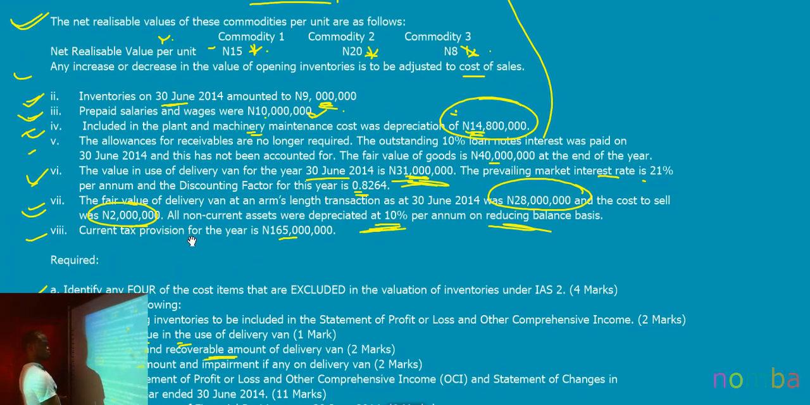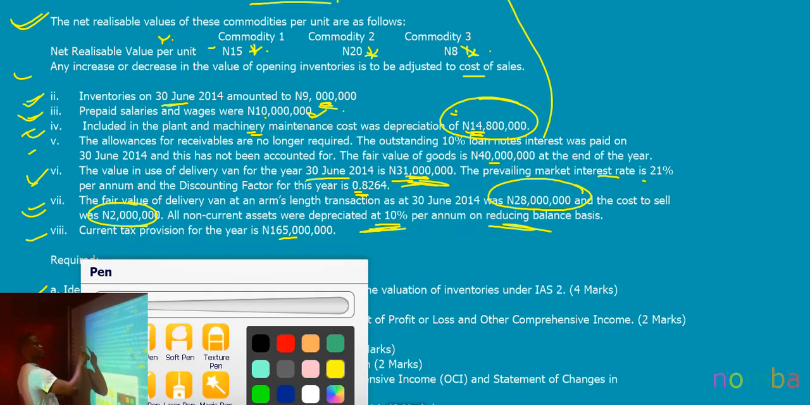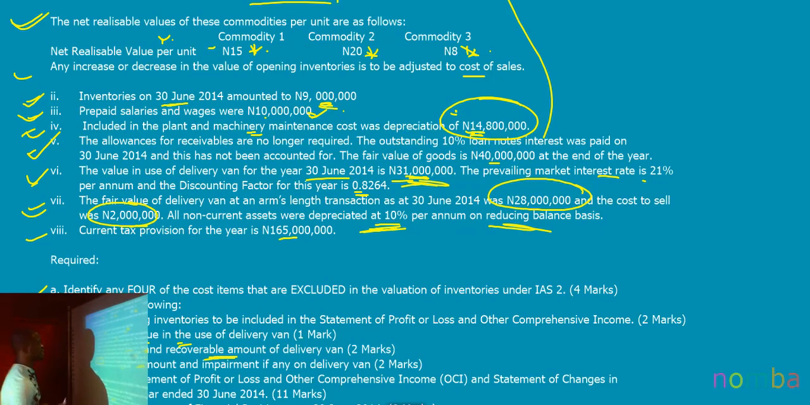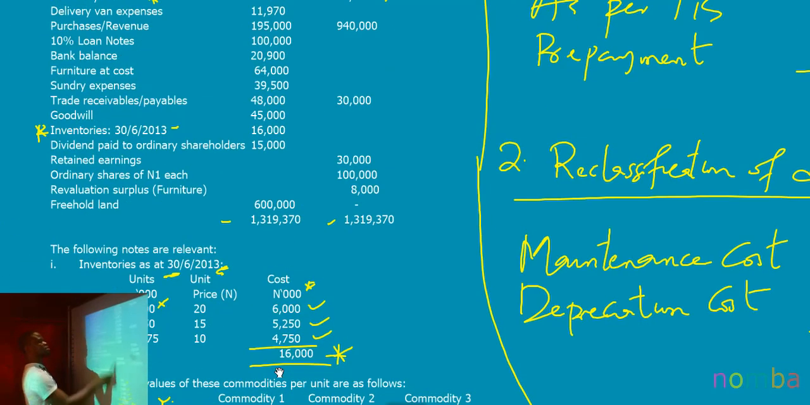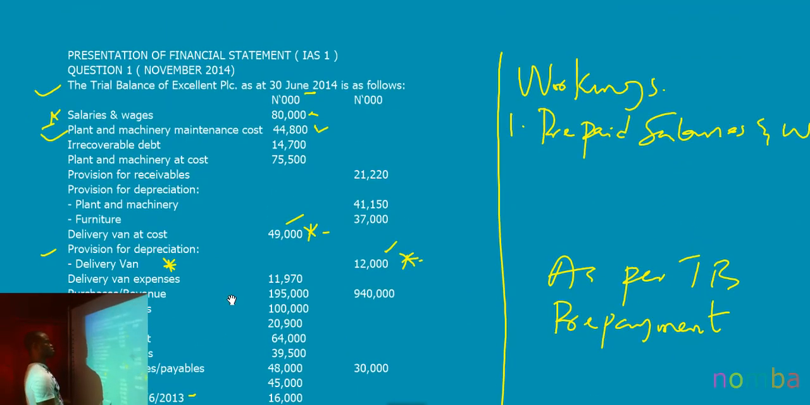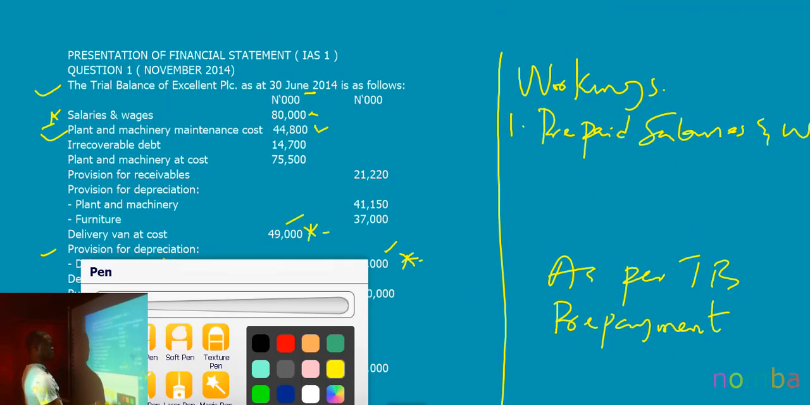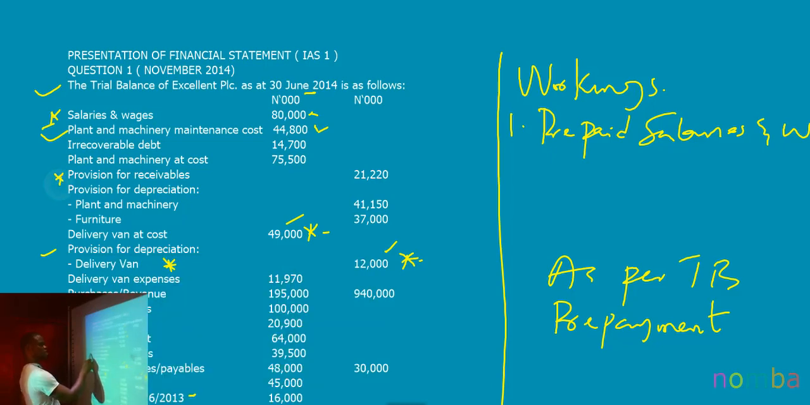Now I'll go on to note 5. Note 5 states that the allowances for receivables are no longer required. So what they are saying there is this: these allowances for receivables, here they call it provision for receivables, this 21,200 should be derecognized. We should not recognize it at all in the books. They said it is no longer required.